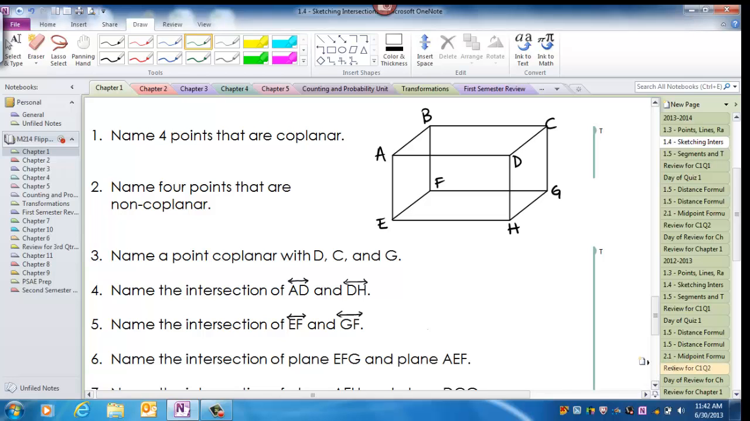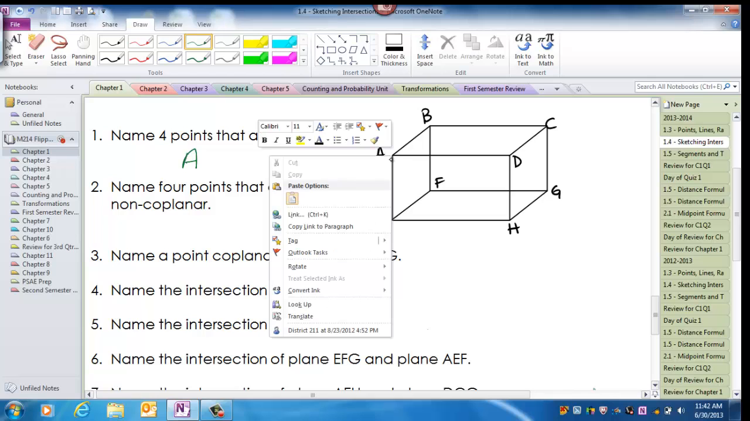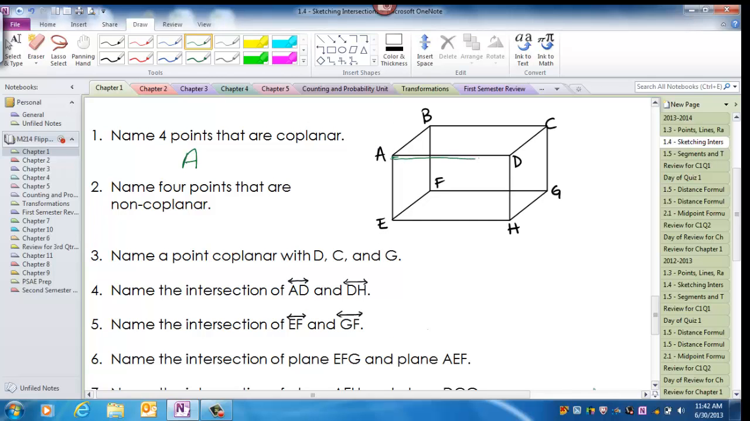Okay, so first one, name 4 points that are coplanar. Remember, coplanar means they share a plane. They're on the same surface, the same plane. There are multiple correct answers for this one. So let's pick a point to start with. Let's say we're going to start with A. And then if you outline here on the drawing, if you start with A, and then go over to D, and then down to H, and then over to E, you could tell that these 4 points are coplanar. They are all on the same plane. So we can write A, D, H, and E.